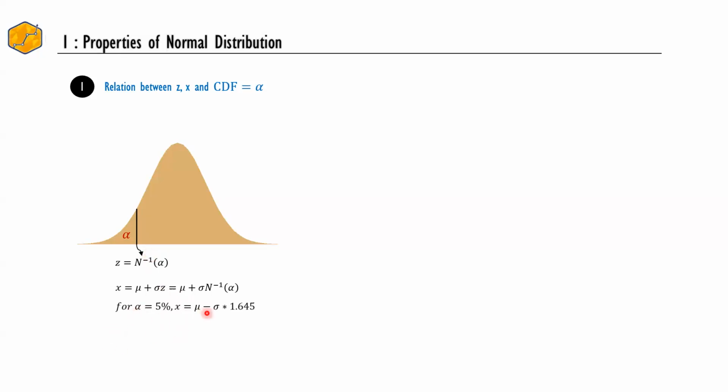Okay. All right. For example, if alpha is 5%, then N inverse alpha is minus 1.645. So your X becomes mu minus sigma times 1.645. If alpha is 1%, then N inverse 1% is minus 2.33. So we get this formula. Okay, this is probably known to everyone. Next, as I mentioned, we need to apply this formula on the PnL distribution of the portfolio to arrive at parametric value at risk. Why do we call it parametric, by the way?